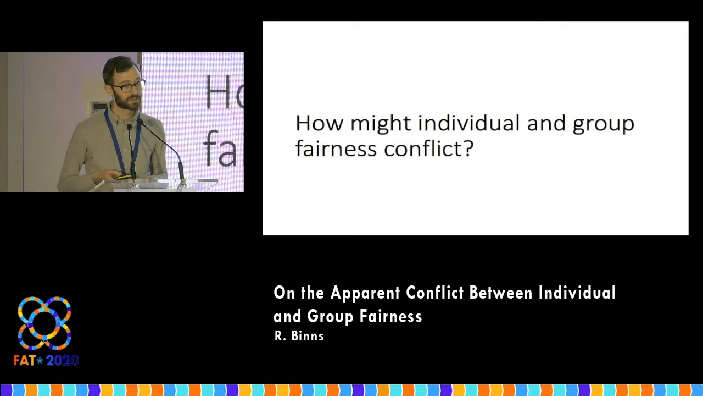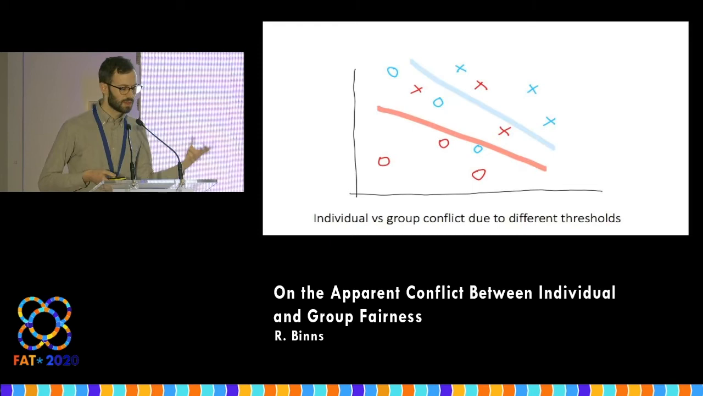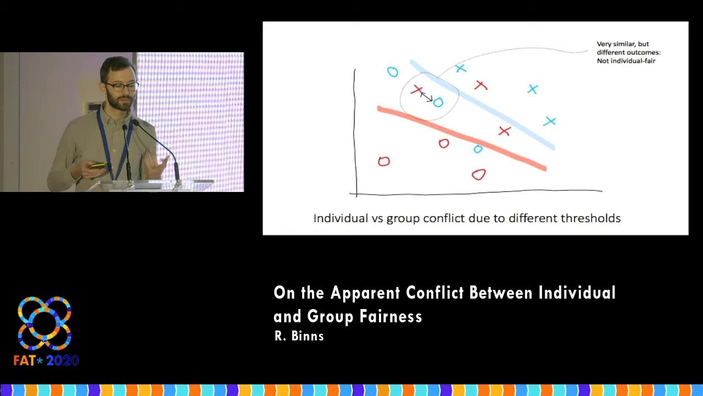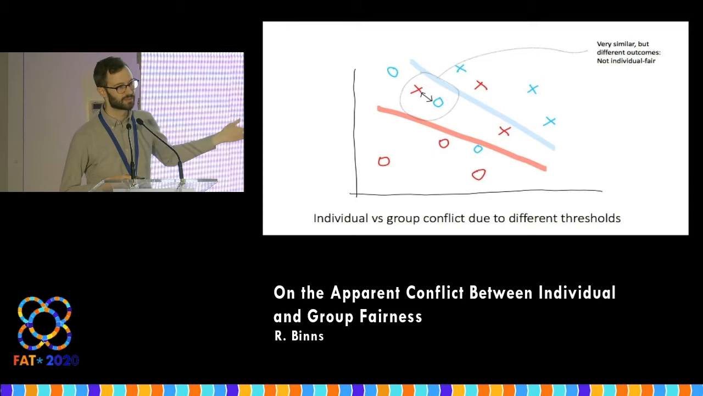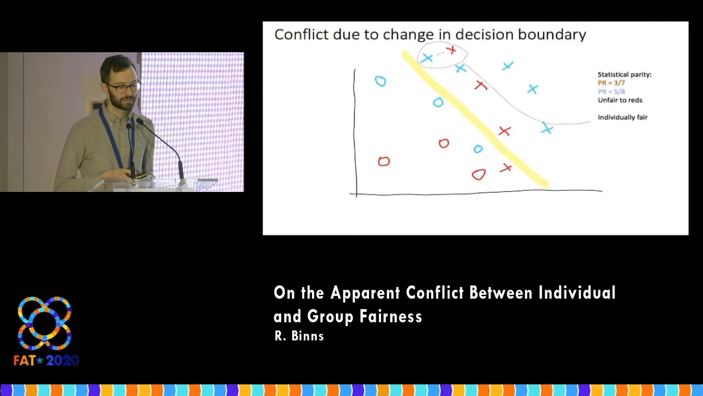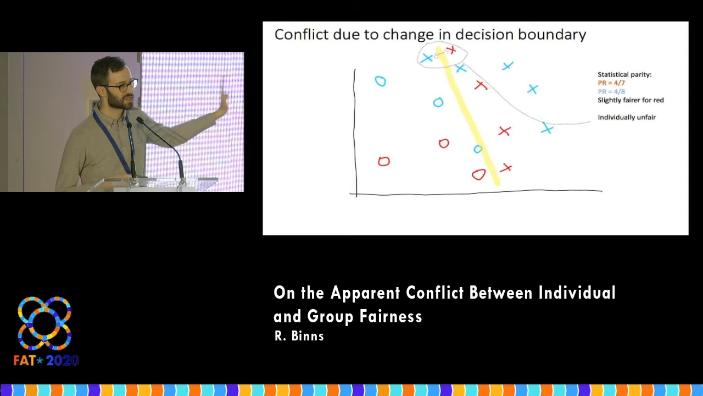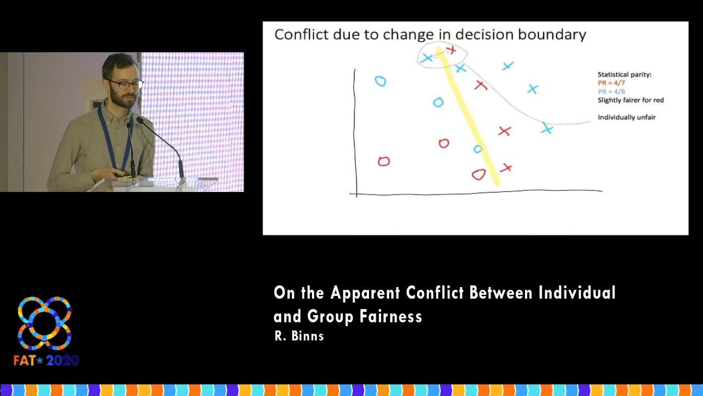So the question, how do these two measures conflict? For instance, if we have two different decision boundaries, look at this pair of individuals here. They might be really similar on the individual fairness metric, but they're going to get different outcomes because they're being subjected to different decision thresholds. Similarly, we might have a conflict due to a change in decision boundary. We might change our decision boundary to make our model more group fair, and that might slice between two individuals who are seen as individually similar with respect to the task.